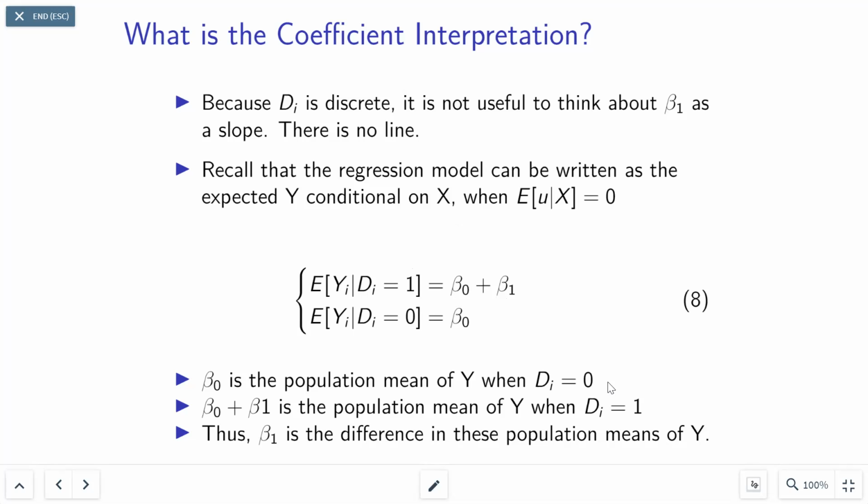The difference between these two population means is equal to beta 1. And hence you can think of beta 1 as the marginal impact of the dummy variable on the population mean when the dummy variable is true.